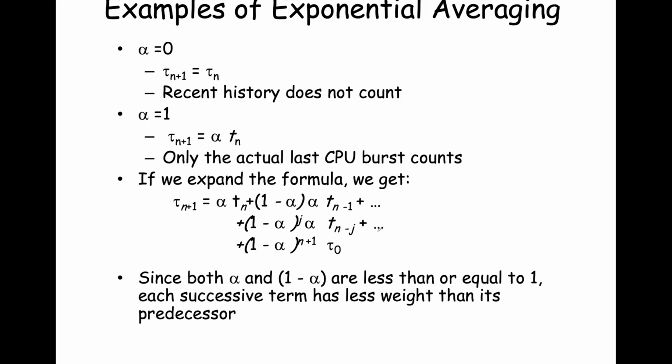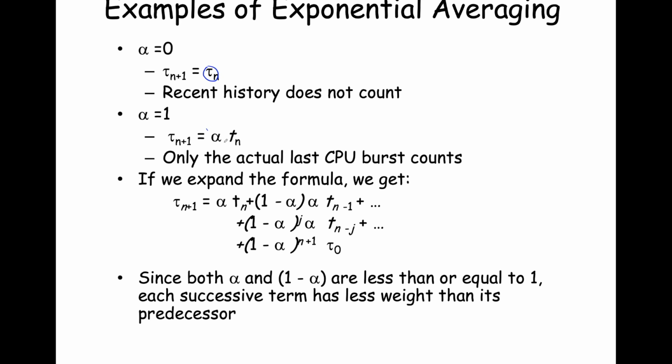Okay, so here are some examples. If alpha, our mixture, is 0, then recent history doesn't count. So the next prediction is going to be exactly the current prediction at time step n. So tau n plus 1 is equal to tau n. On the other extreme, if alpha is equal to 1, well, only the actual last burst counts. So the next predicted burst time, tau n plus 1, is going to be just that current measurement.